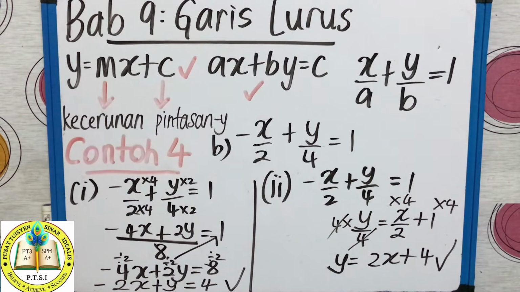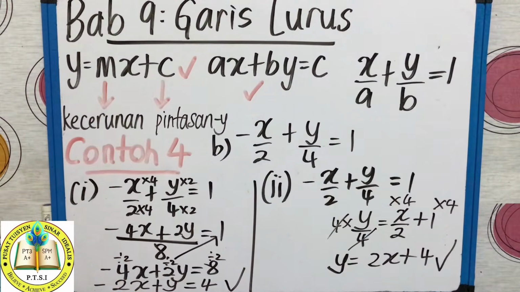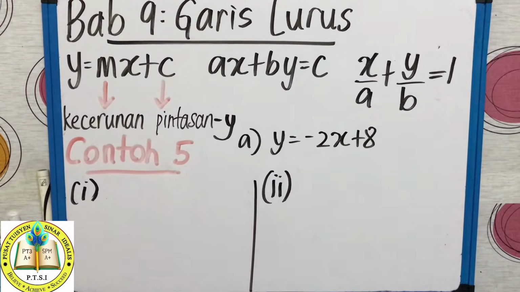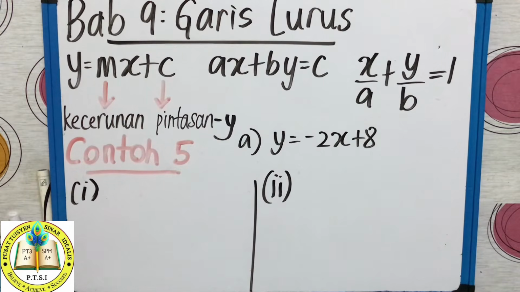So, this overall chapter berkaitan dengan 3 bentuk. That's what teacher explained to you in the beginning. 3 bentuk ni sahaja. Faham? Okay, sekarang cikgu ajar contoh 5. Contoh 5 pun sama. Tukarkan, change the equation. Soalan A ya. Tukarkan persamaan kepada 2 bentuk.